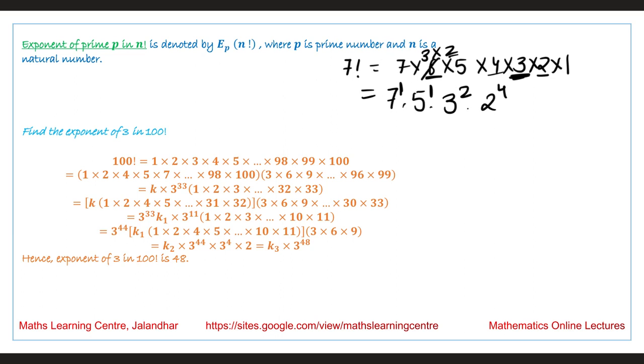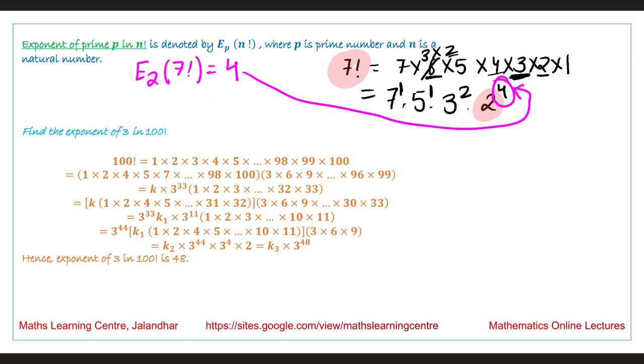What this means is, when we say the exponent of prime p, the exponent of 2 in 7 factorial, it is this number 4. We are writing it as e of 2 in 7 factorial equal to 4. It is the power of that prime number when we write the prime factorization of the factorial.